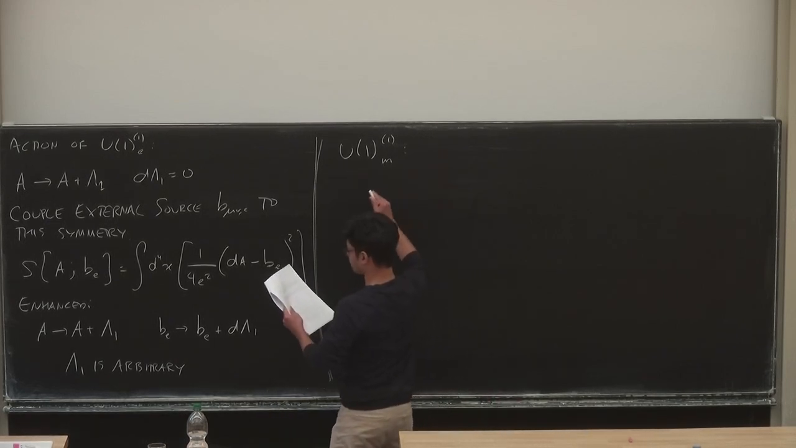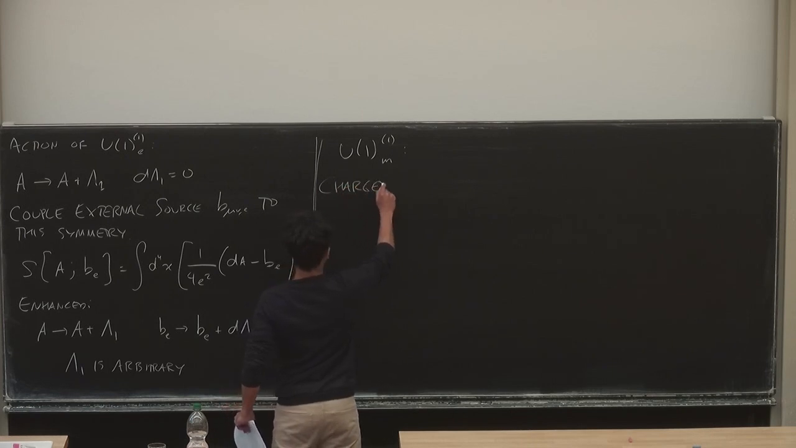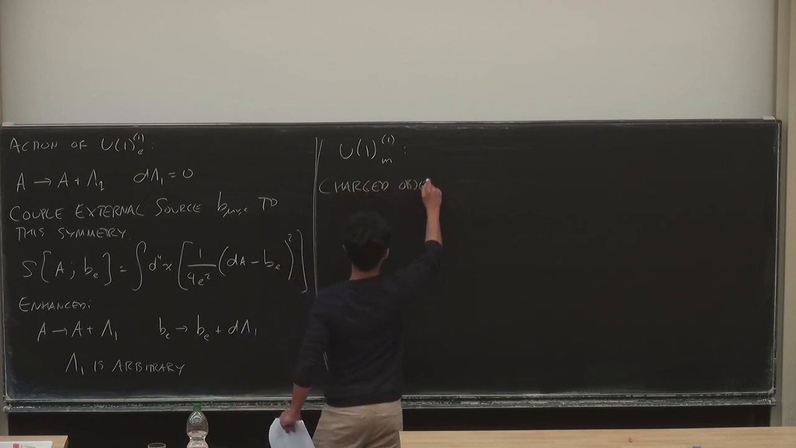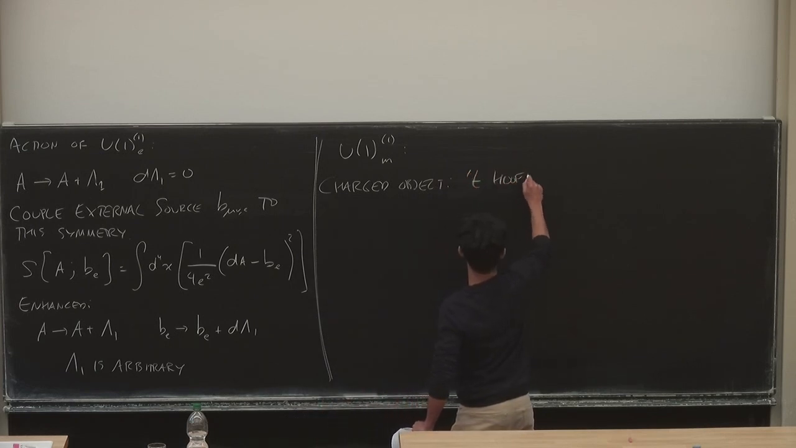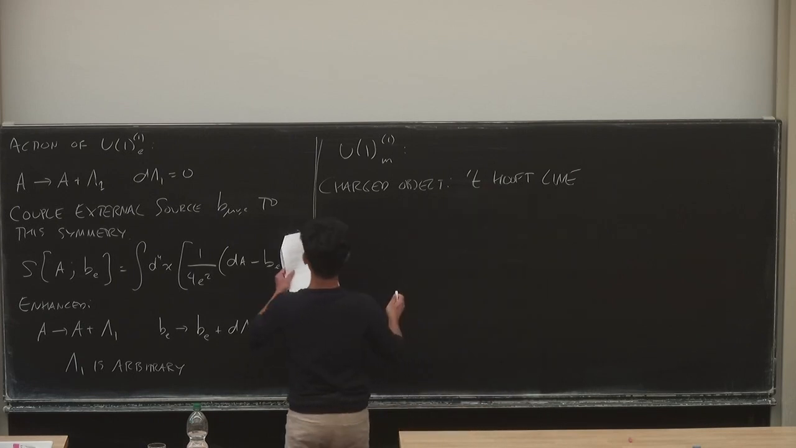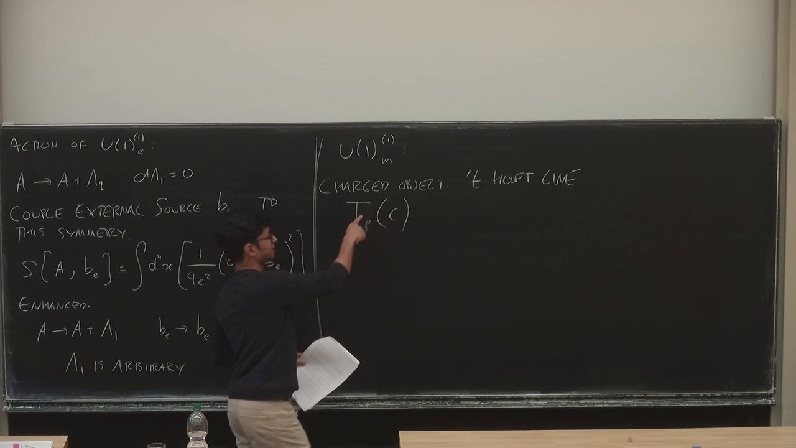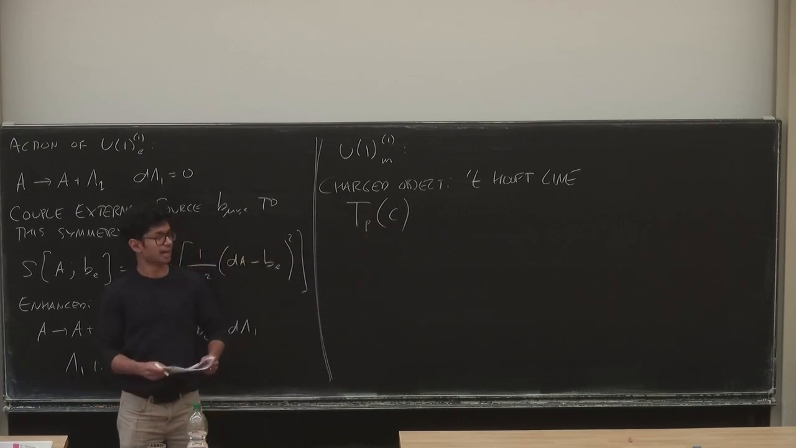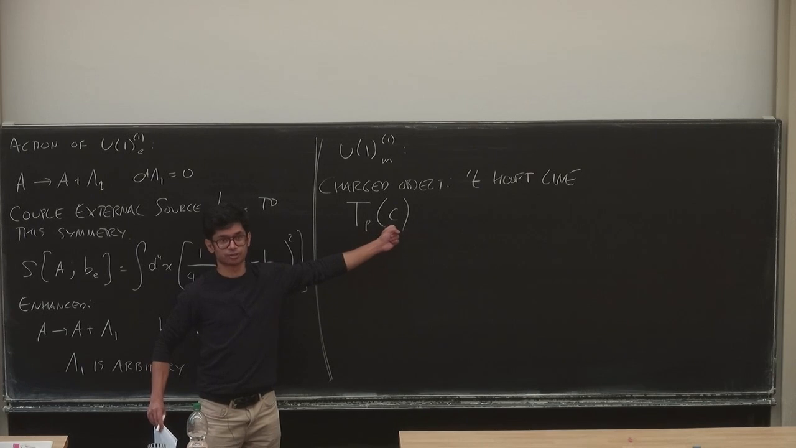So what is the charged object? The charged object is called a 't Hooft line. Okay? So I'm going to denote a 't Hooft line by Tp of C. This capital T is for 't Hooft, I guess. And this 't Hooft line has charge p. It's also defined on a one-dimensional curve C. Okay?